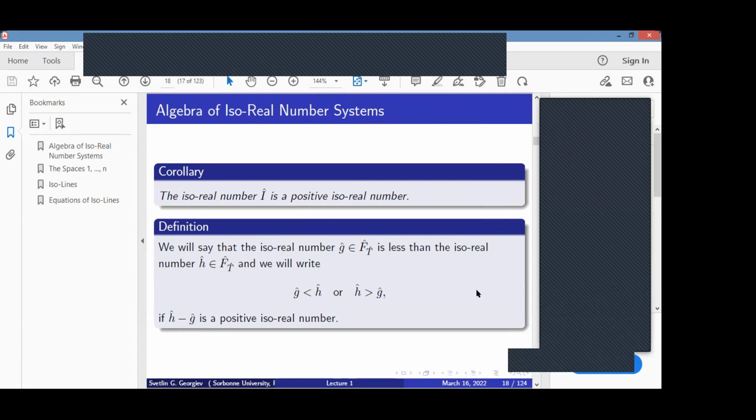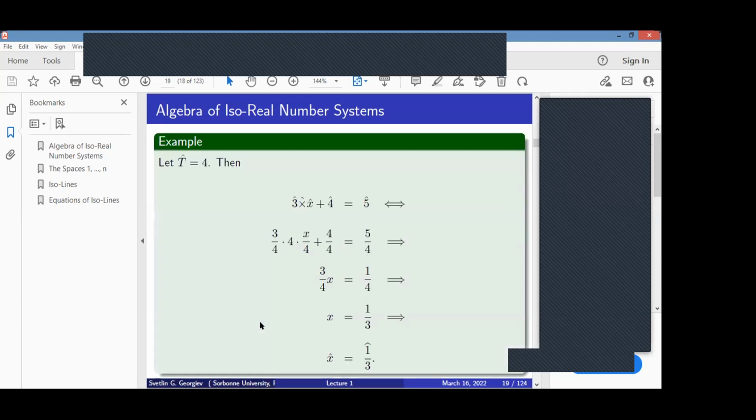So next, the iso-real number ĥ is a positive iso-real number. It is proved in detail. Then we will say that an iso number Ĵ is less than the iso number Ĥ, and write it in this way, if their iso difference is a positive iso-real number. Here I will give an example.